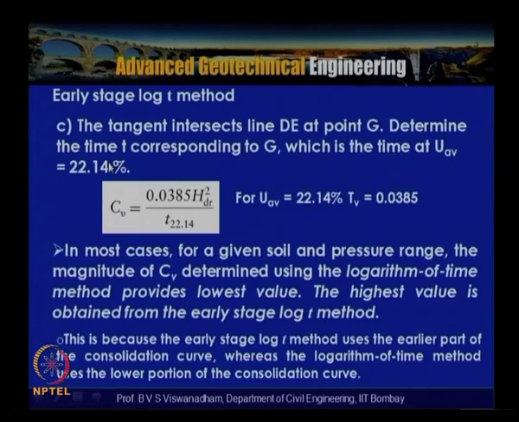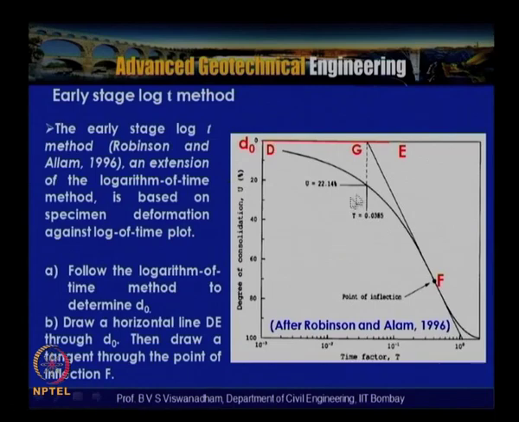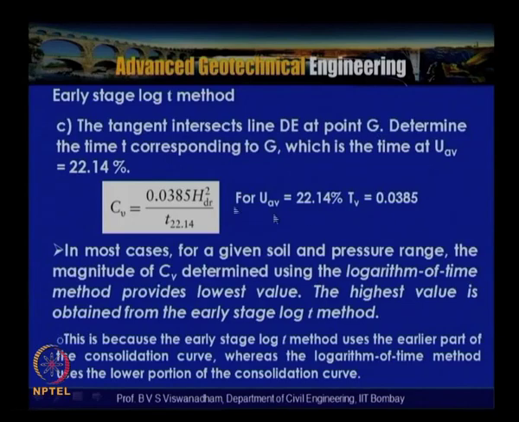which is the time at which U average is equal to 22.4%. For 22.4% consolidation, the time factor is TV equal to 0.0385. By using this, we can calculate CV, which is nothing but 0.0385 HDR squared divided by the time for 22.4% consolidation.